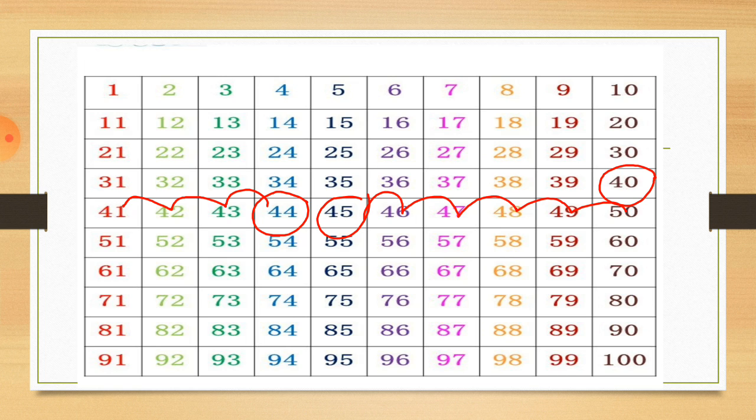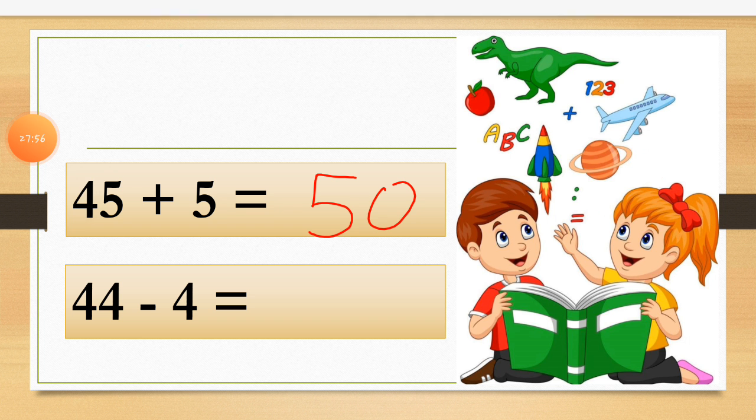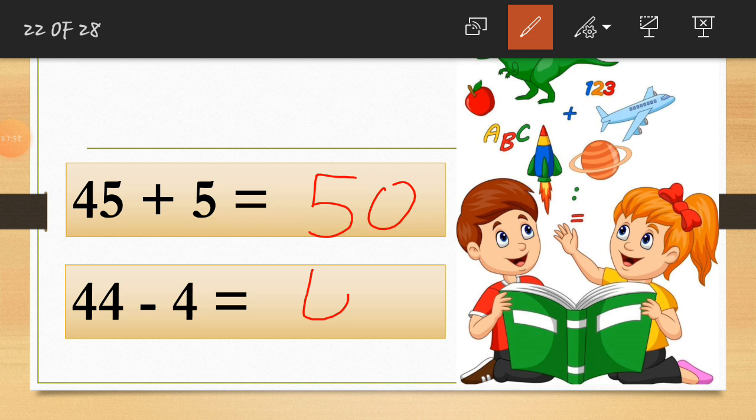So here is our answer. You can see here are the numbers 1, 2, 3, and after 41 we have to move back. Here is the 40 number. So our answer will be 40. So let's write 40 in the answer. I write number 40 here, which is our answer.